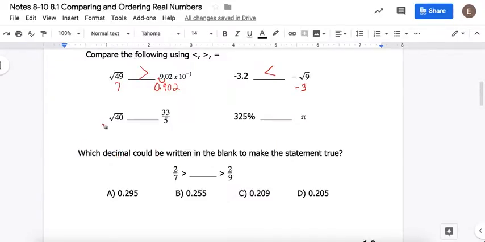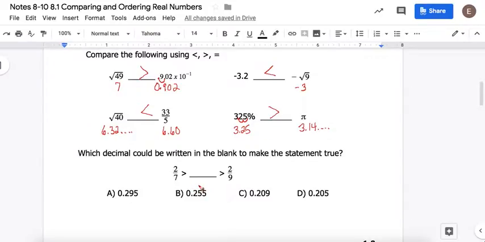Okay, the square root of 40. If you type it in, it'll be 6.32... 33/5 is 6 and 6/10. I can drop in a 0 to compare, and you can clearly see that this is less than. And the next example, 325%. There is no decimals, so we're going to start here, 1, 2 to the left. So it's 3 and 25 hundredths. Remember that pi is 3.14... And so 3 and 25 hundredths is greater than 3 and 14 hundredths.